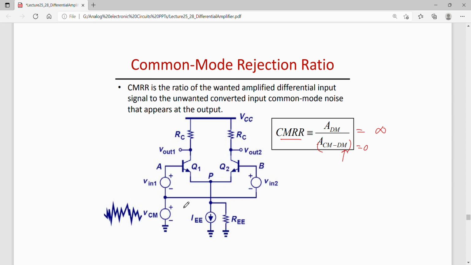In this case, if some noise is present common to these two signals, that noise can be rejected. But here this noise will not be rejected because I have some finite common mode to differential mode gain. Because of this, the common mode noise appears at the output.